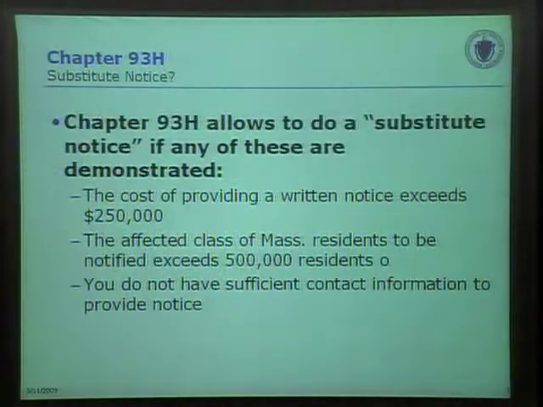Chapter 93H allows you to do a substitute notice if any of these are demonstrated: the cost of providing a written notice exceeds $250K, the affected class of Massachusetts residents to be notified exceeds 500,000 residents, or you do not have sufficient contact information to provide the notice.